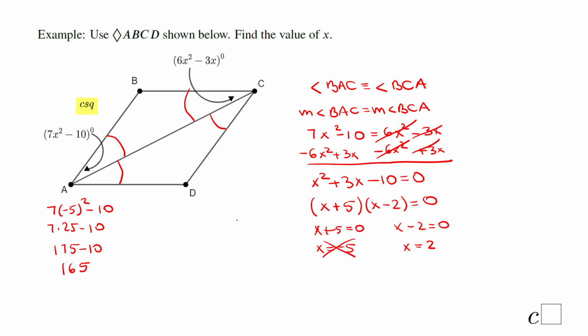But let's take a look at these two. So I'm gonna do 7 times 2 squared minus 10, and 7 times 4 minus 10, that will be 28 minus 10, and that will be 18. I think this one makes sense. This 18 does make sense for this geometry problem. So this is the value of x.